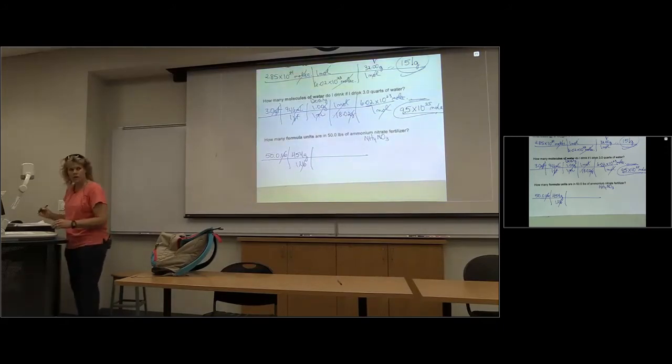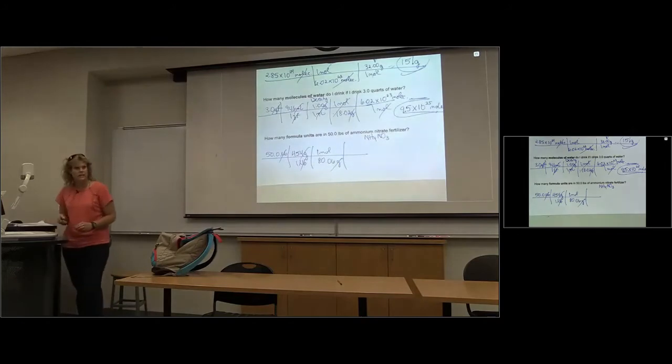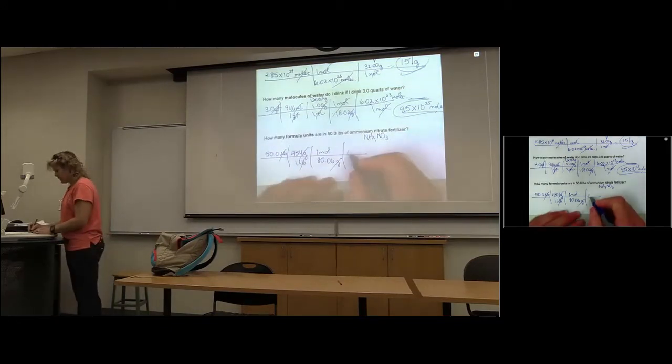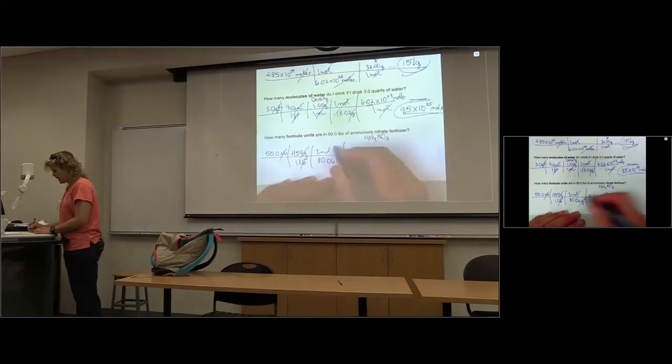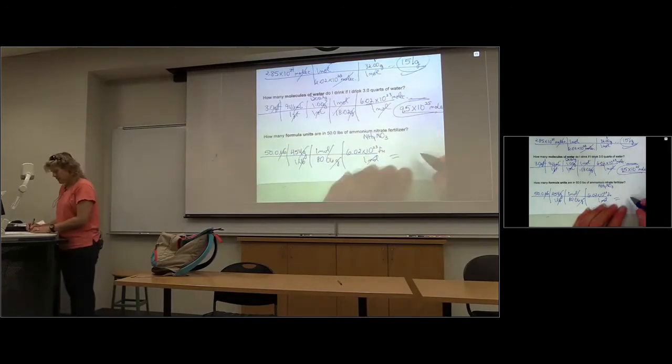Good. 1 mole over 80.06 grams. Grams cancel, and that's moles of ammonium nitrate, but you want formula units. So how many formula units are in 1 mole? So 6.02 times 10 to the 23rd formula units in 1 mole. Moles cancel. Run your numbers, and you should get formula units. Good job.